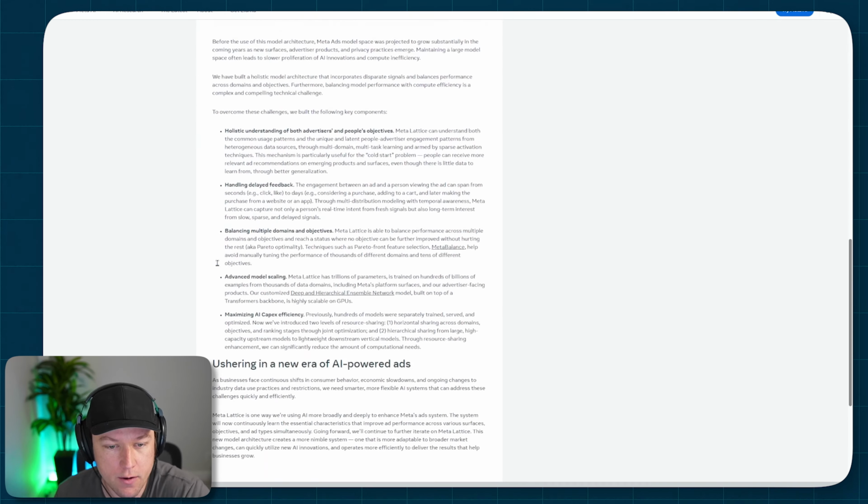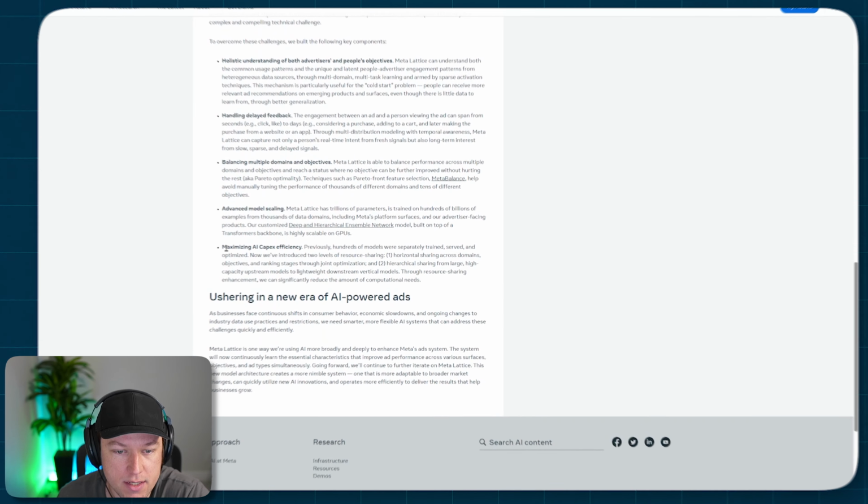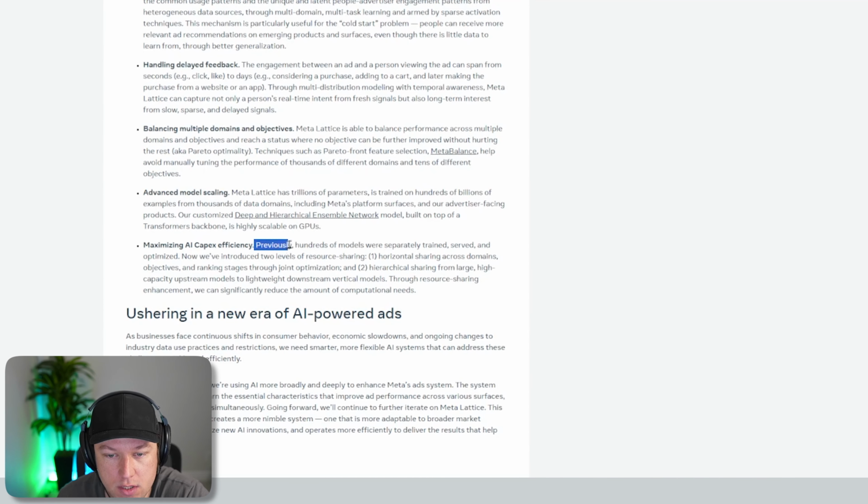Now, if I scroll down, this part stood out to me the most: maximizing AI CapEx efficiency. Previously, hundreds of models were separately trained, served, and optimized. Now we've introduced two levels of resource sharing: horizontal sharing across domains, which leads me to believe that it's ad accounts, objectives, and ranking stages through joint optimization. So joint optimization also leads me to believe that it's different ad accounts. And two, hierarchical sharing from large, high-capacity upstream models to lightweight downstream vertical models. Through resource sharing enhancement, we could significantly reduce the amount of computational needs.